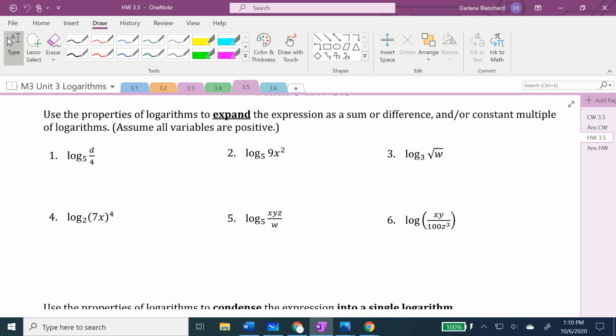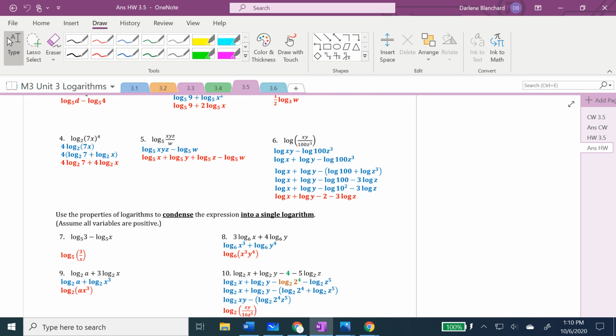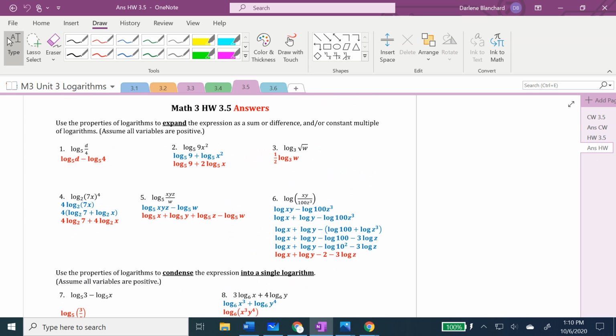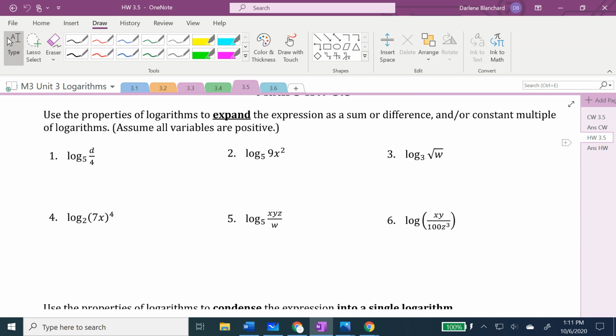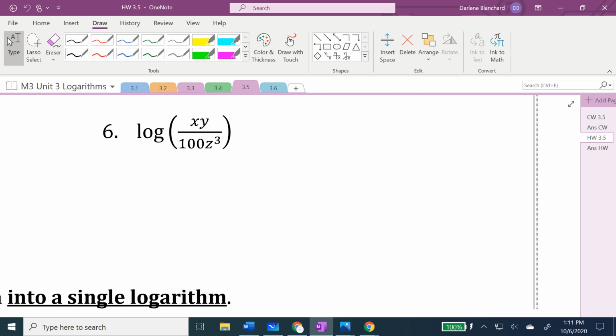And if you don't see the answers, I can show you real quick the answers. And I'm basically going to take you through what's here. But I'm going to go back to homework and just talk through that one. That one is the hardest one. And the directions are to expand. I've got to remember that this is a base 10 logarithm.